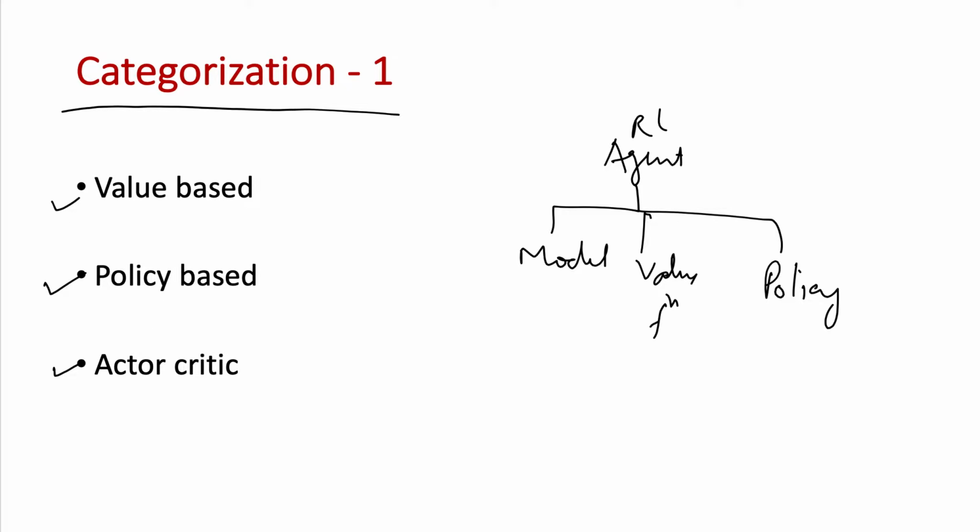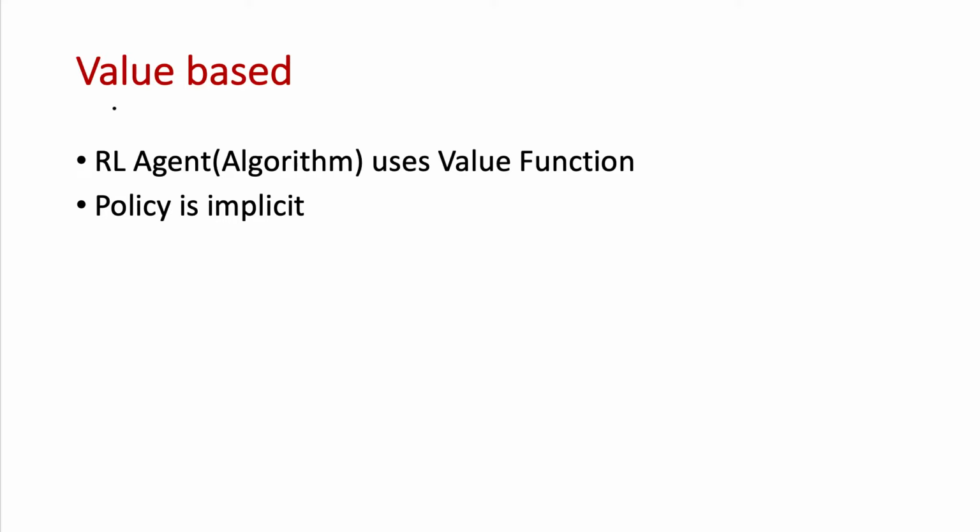So let's see these in detail. So what is a value based agent? In a value based agent we have a value function. So the RL agent uses the value function for making its decision of the future, which state it should go to next depending on the value function. And the policy here is implicit.